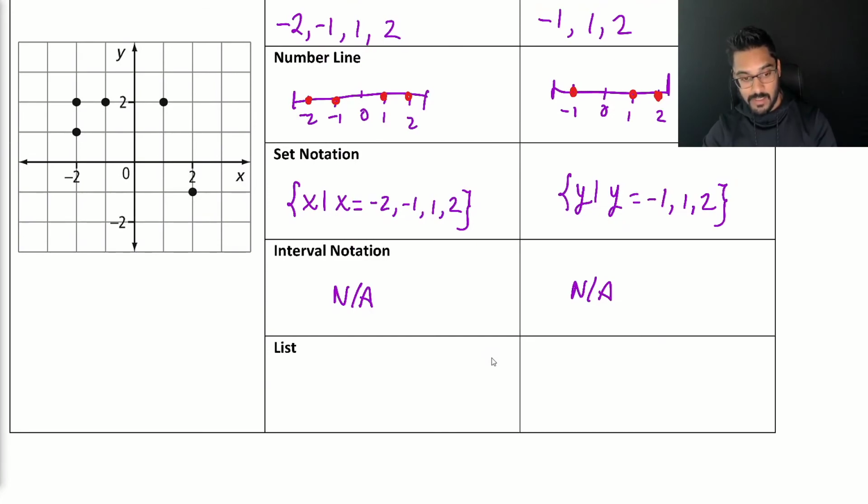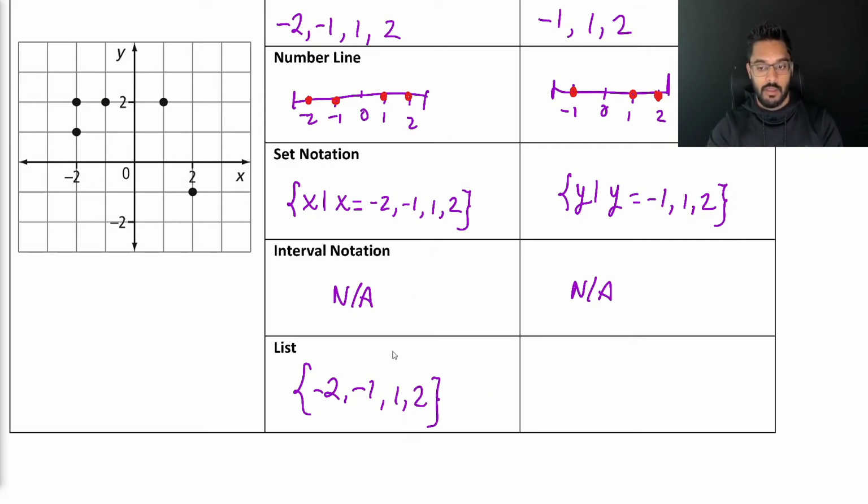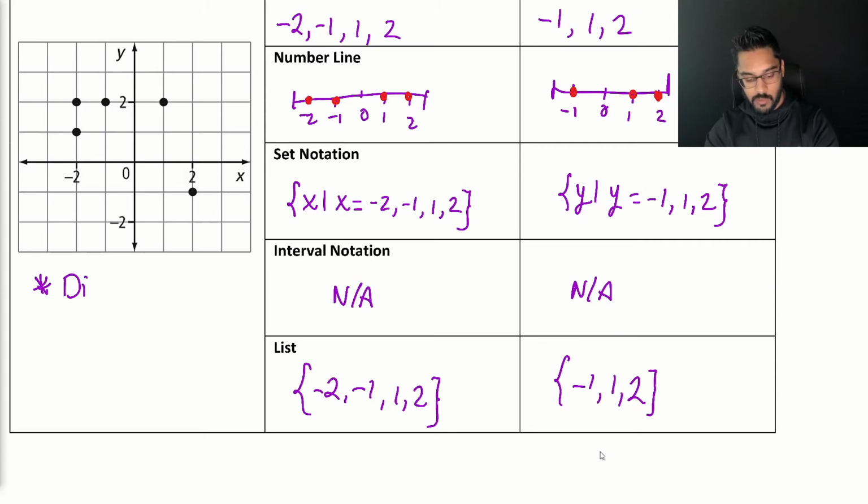So as a list, you're going to list out the set of the x values. So -2, -1, 1, and 2. Very similar to set notation, because this is a set of values. This describes that set of values. The other one, -1, 1, and 2. Okay, so you can do this as well. Now, if you need to really have a difference here, this one is discrete data. Okay, not continuous, no line connecting anything.